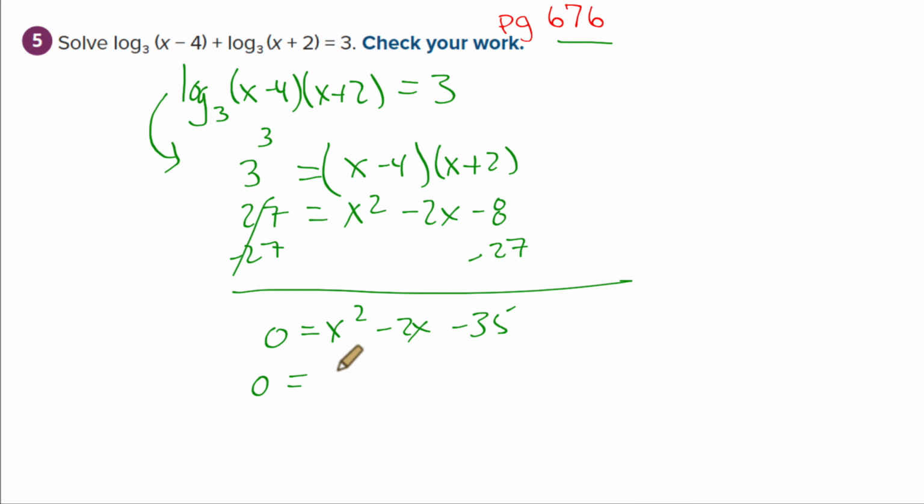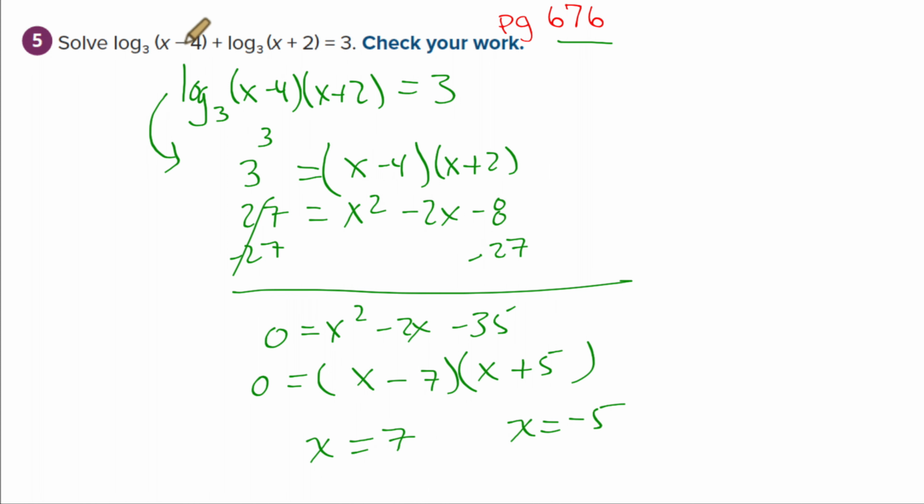What? We're still factoring? We are still factoring. This has got to multiply to 35, but give you a negative 2. That's going to be x minus 7 and x plus 5. That's going to give us the answers of x equals positive 7 and x equals negative 5.